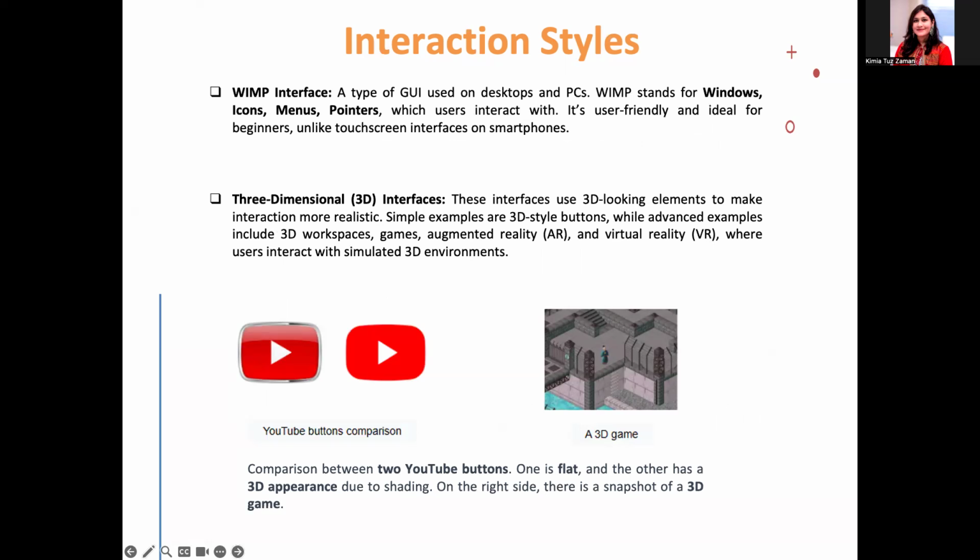Now, WIMP interface, it's a type of GUI or graphical user interface used on desktops and PCs. WIMP basically stands for windows, icons, menus, and pointers. And then coming to three-dimensional interface, 3D and immersive interfaces go beyond. From 3D buttons to AR and VR, they turn interactions into experiences you can almost touch.